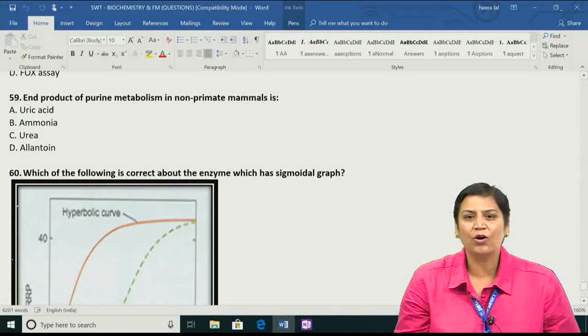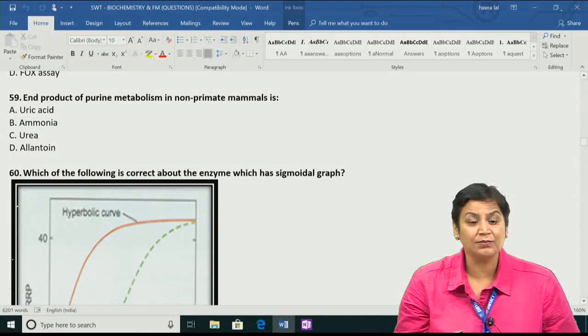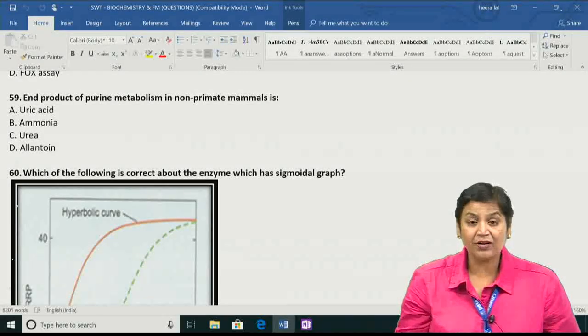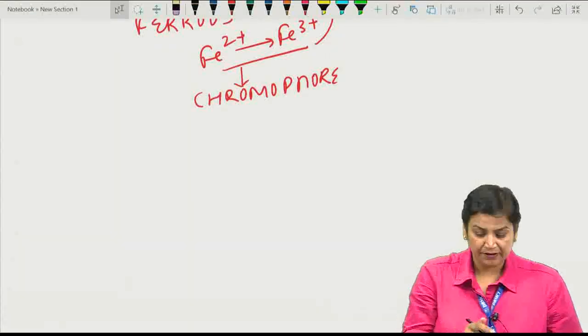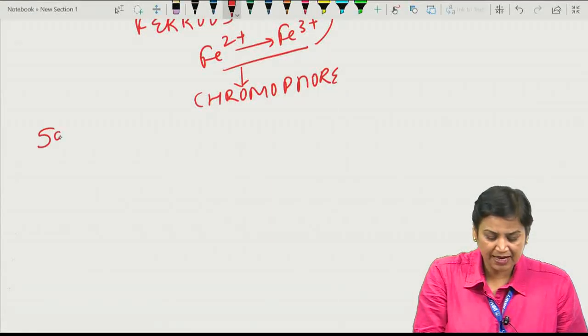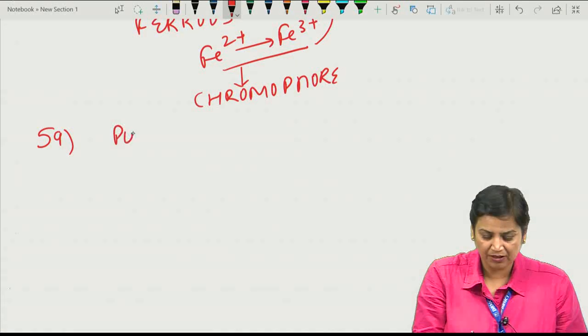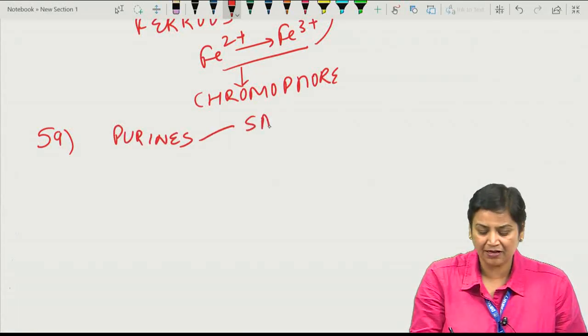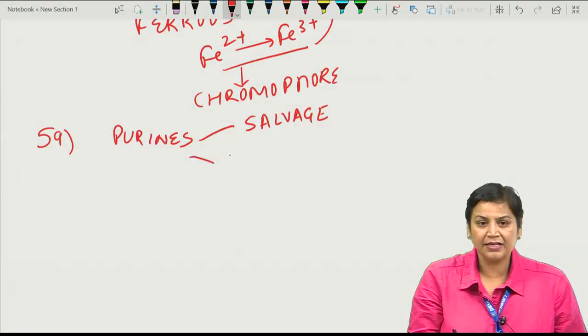The next question, end product of purine metabolism in non-primate mammals is. Now whenever you know, purines are synthesized by one is the salvage pathway and the other is the de novo pathway.